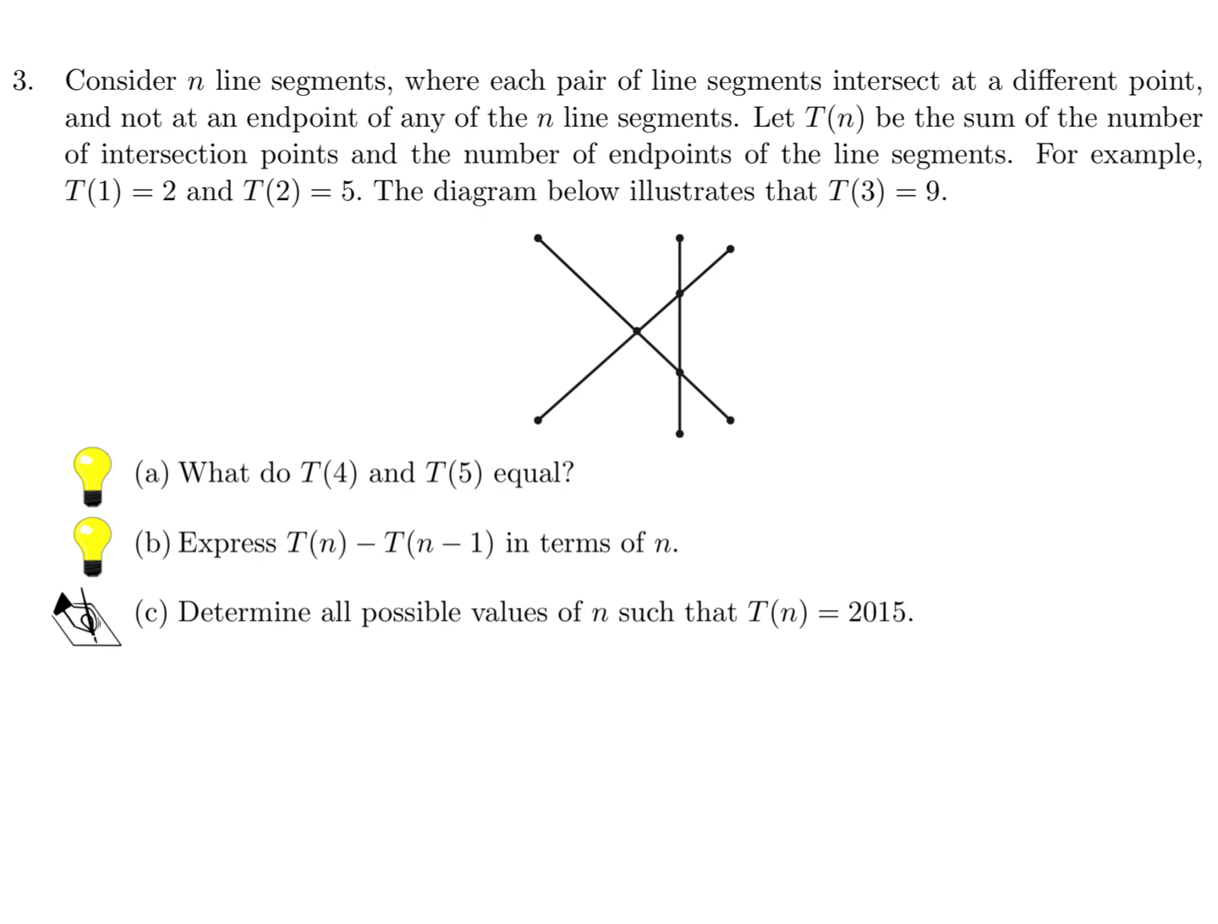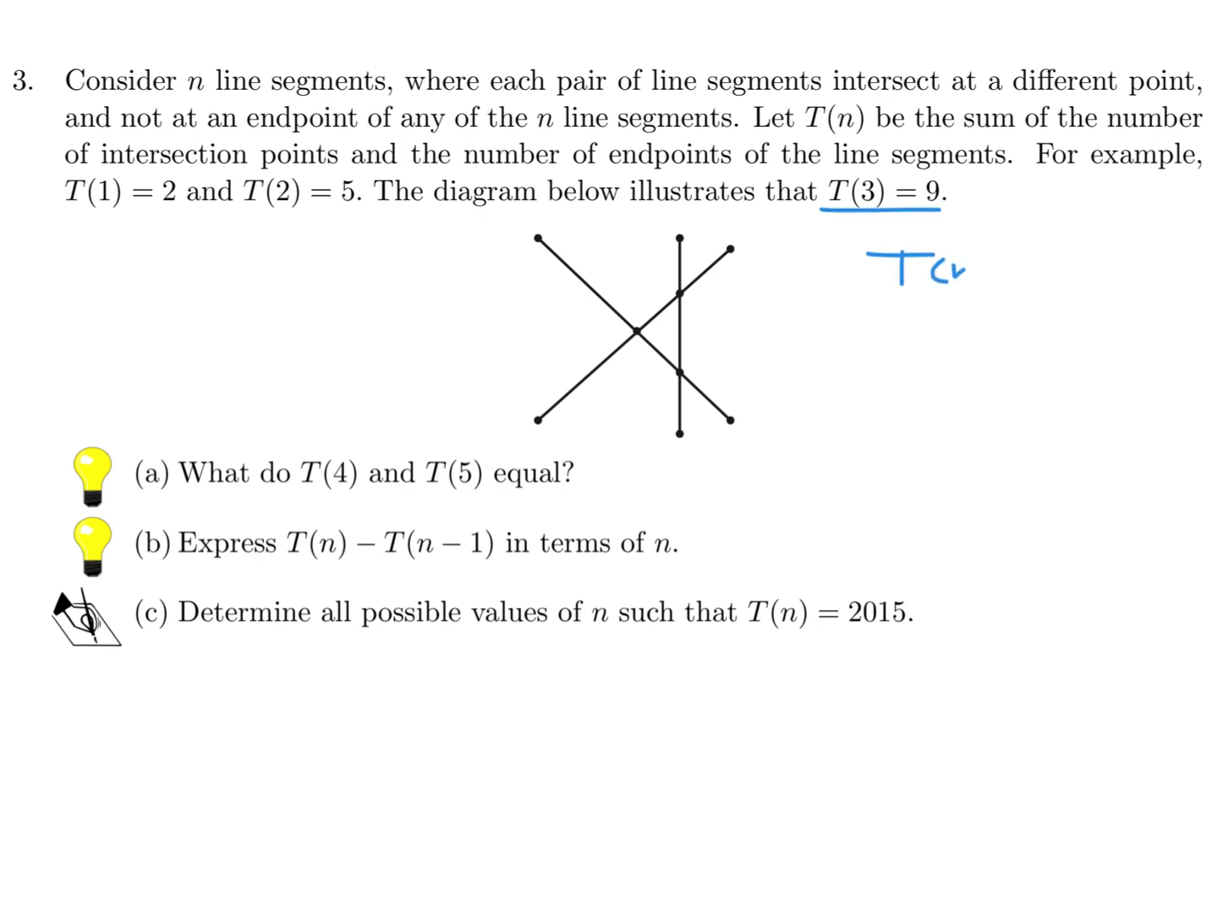Consider a line, n line segments where each pair of line segments intersect at different point and not an endpoint of any of the n line segments. Let Tn be the sum of the number of intersection points and the number of endpoints of the line segments. For example, T1 is 2, T2 is 5. The diagram below illustrates that T3 is 9. What do T4 and T5 equal? So first let's talk about this question, explain it a little bit.